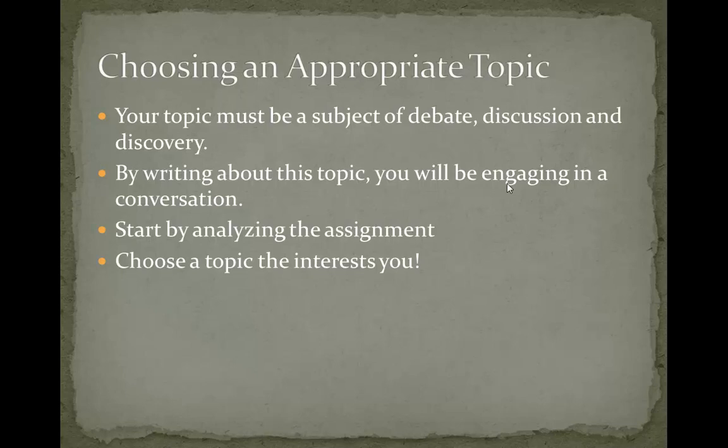One of the things to continually remember is that by writing about this topic, you will be engaging in a conversation. That means you'll be engaging in an academic conversation where many people are voicing their own positions and ideas. The first step is to analyze the assignment. The whole assignment for the rest of the semester can be found in this week's content. And finally, the last piece of advice I have is to choose something that interests you.